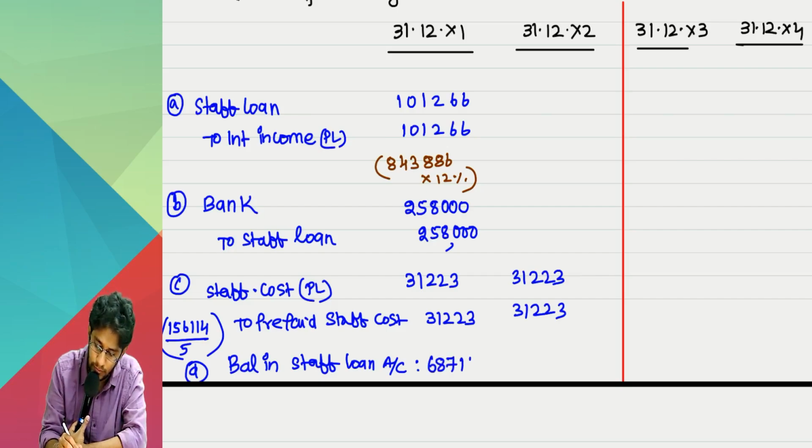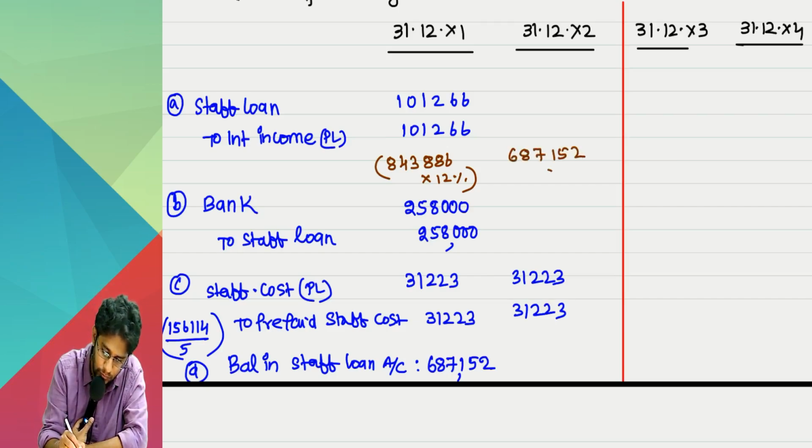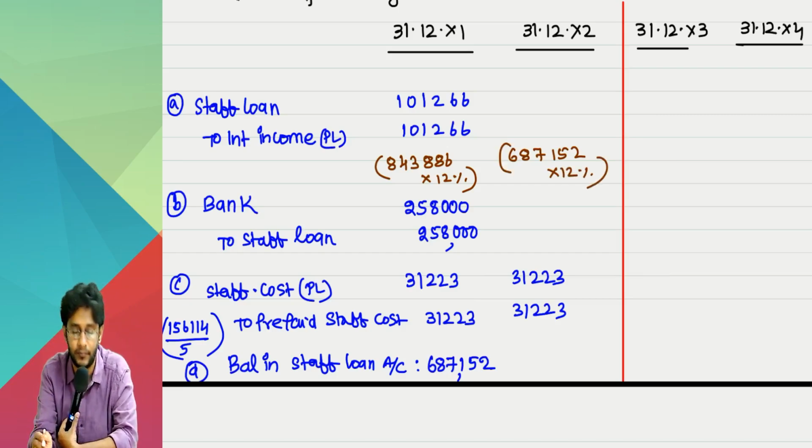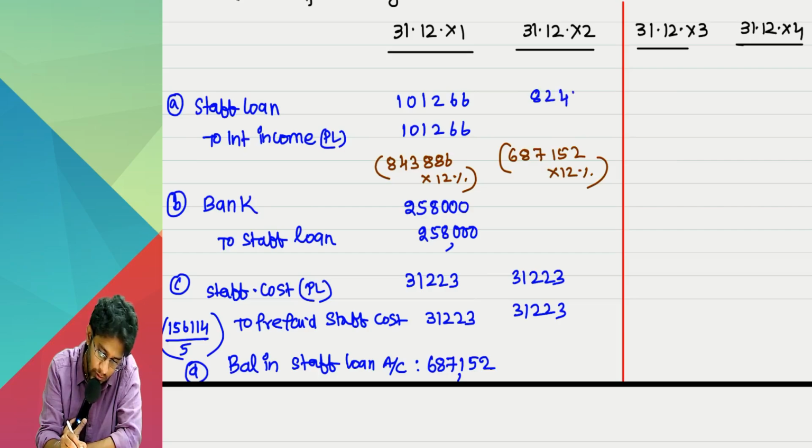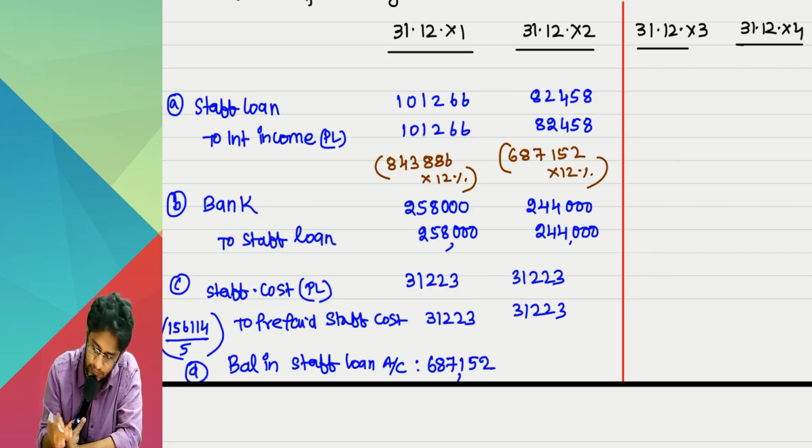On this 687,152, apply 12% to get second year ka interest income. 82,458. Second year our boy is giving us 2,44,000. Prepayment he did, don't even worry about that. Later on we'll see. 244. What's the balance now? After this normal payment.